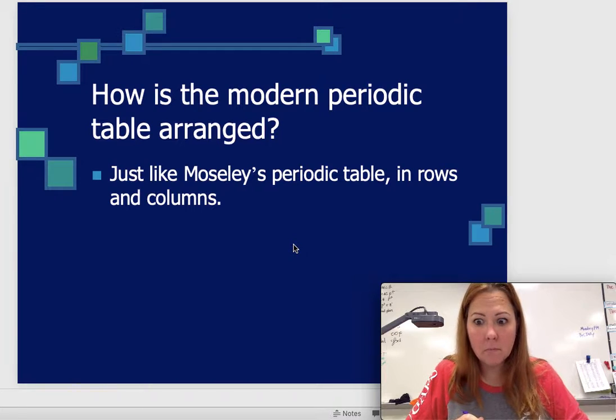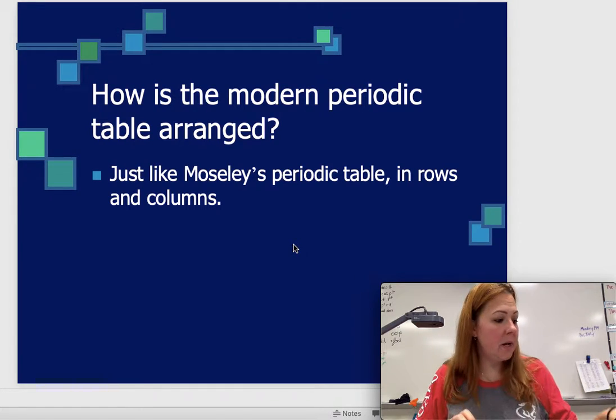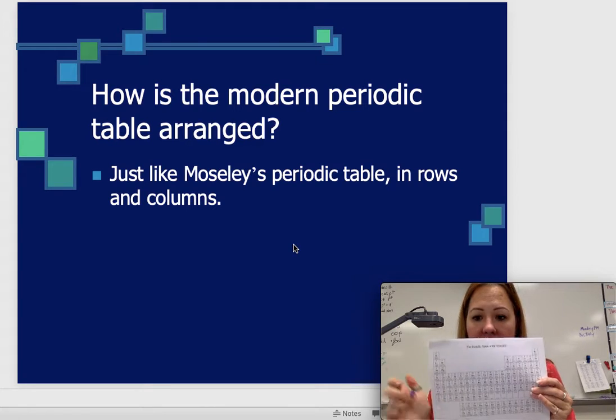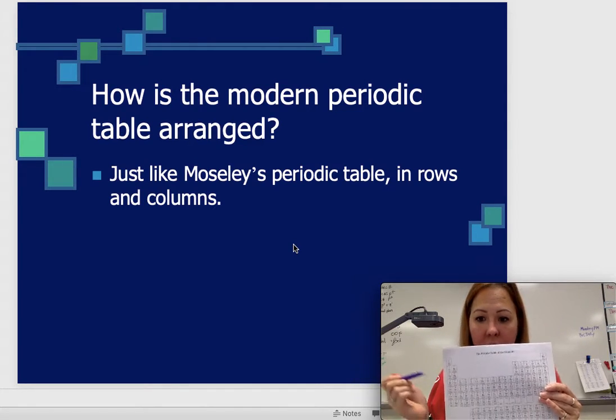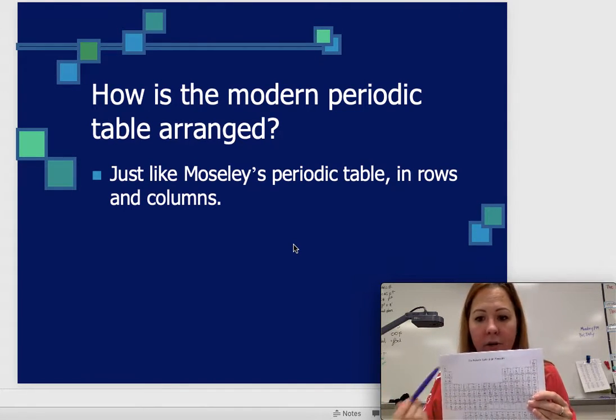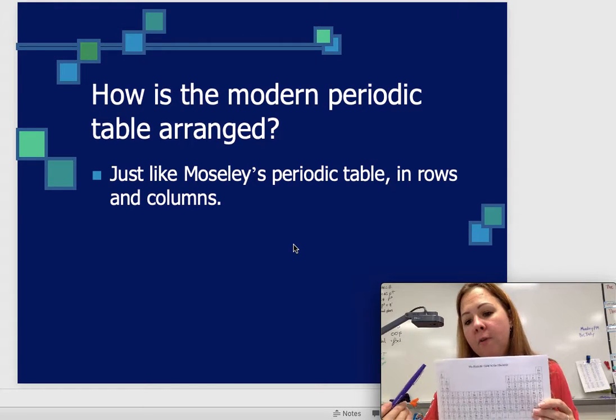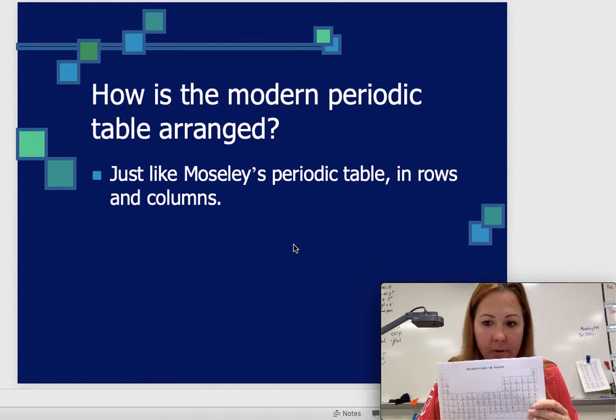This one should, I hope, be pretty short, but today you're going to need a periodic table that is blank. There is one in the Schoology folder because we're going to color the periodic table to overlay where the metals, the nonmetals, and the metalloids are.